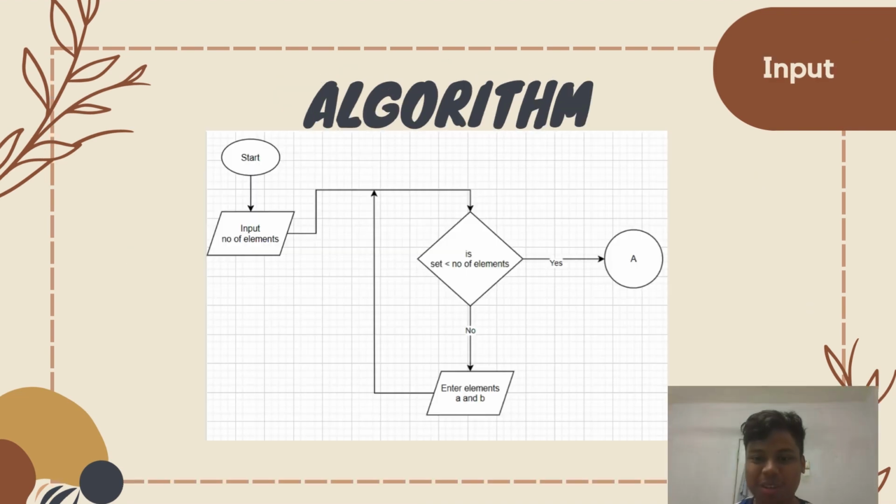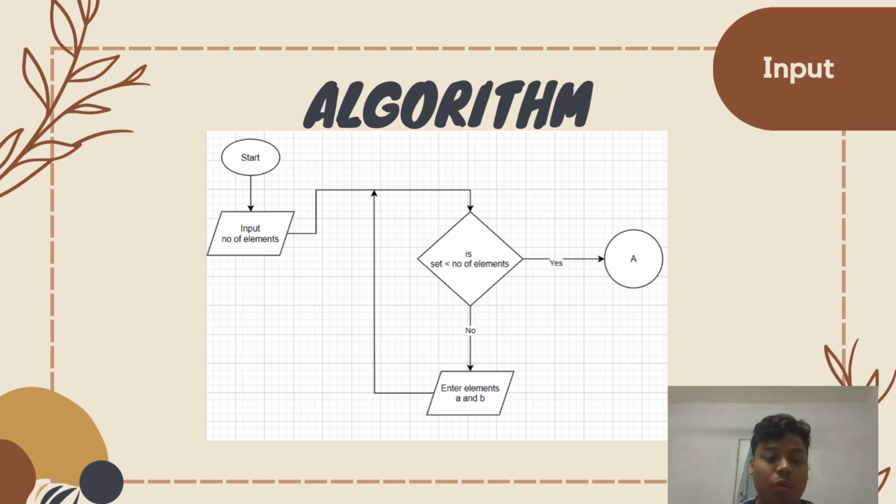So right now we're going to talk about the algorithm. First things first, to demonstrate how our system reaches the objective, we start with the user having to enter the number of elements. After entering the number of elements, we proceed to execute the looping statement, with the condition of whether the set of numbers being entered by the user is less than the number of elements which the user has entered.